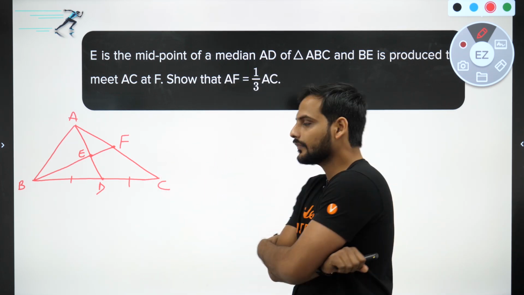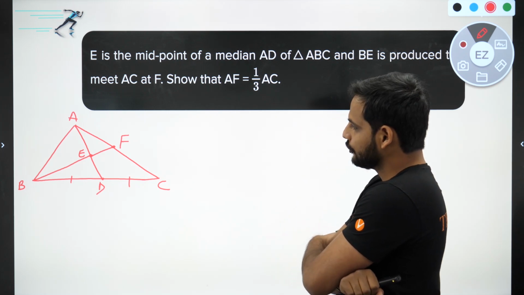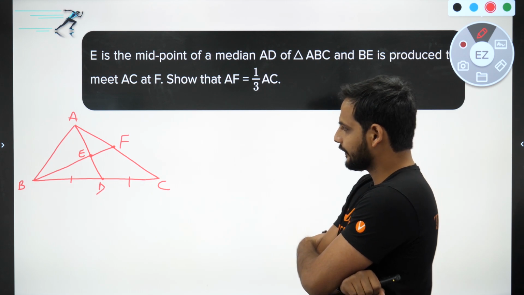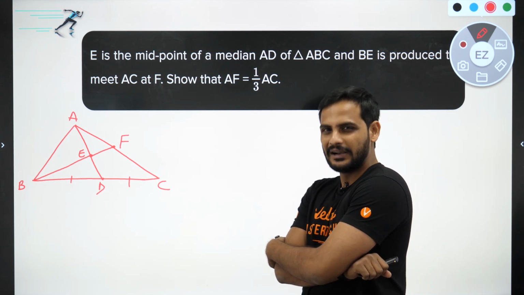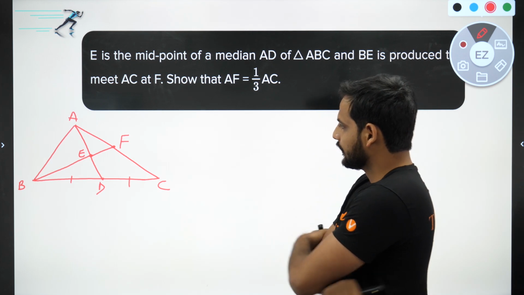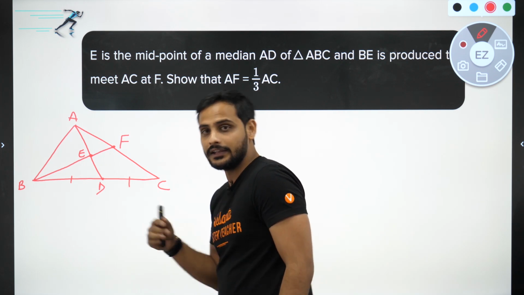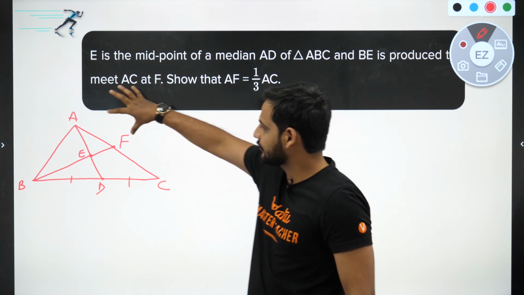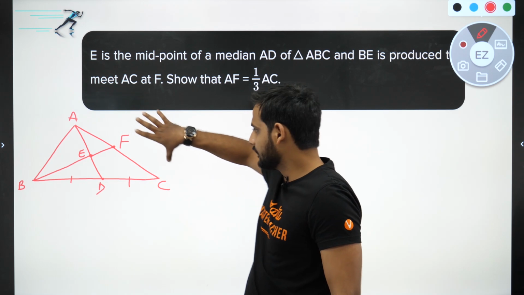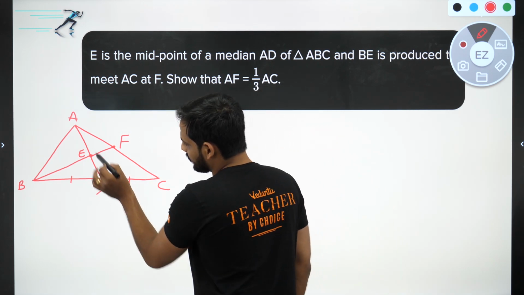Now see how to do this part. As you can see, in this figure you are not getting any triangle where I can use the midpoint theorem or the converse of the midpoint theorem. I want to prove that AF is 1 by 3 times of AC. In another way, you can also say AF is 1 part and FC is 2 parts of it, right? So I will do a construction.